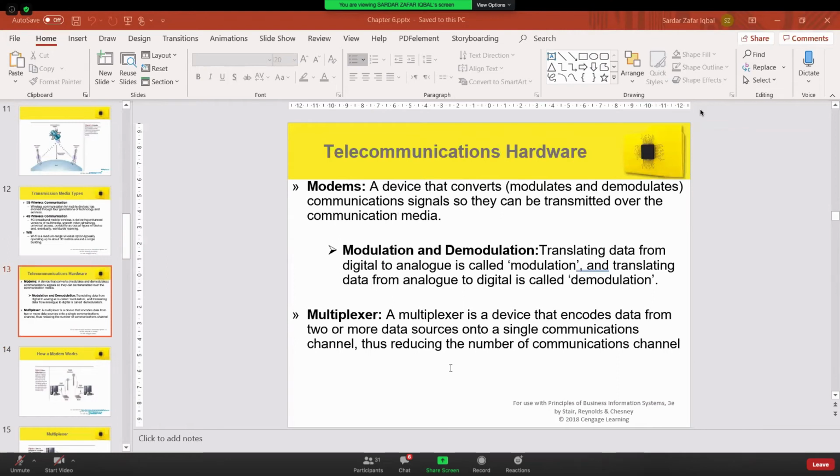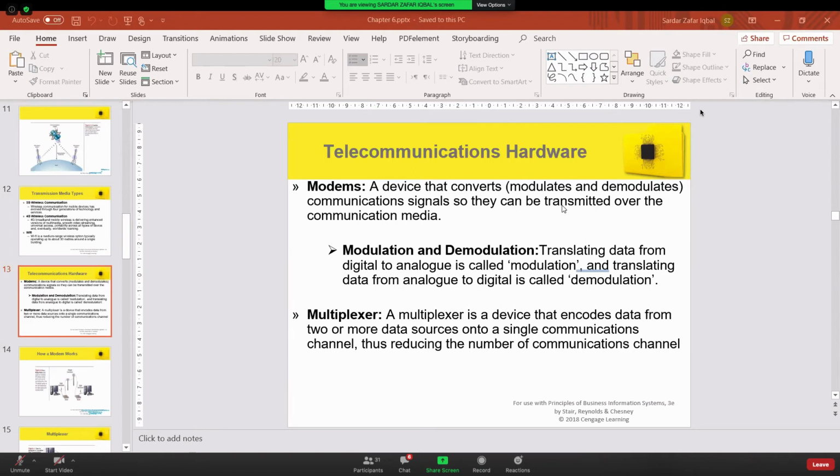Okay, so next is the modem. A modem is a device that converts. You guys know the modem, right? Have you seen the modem? Your computer is connected with that one, a device that converts the signal into another form.